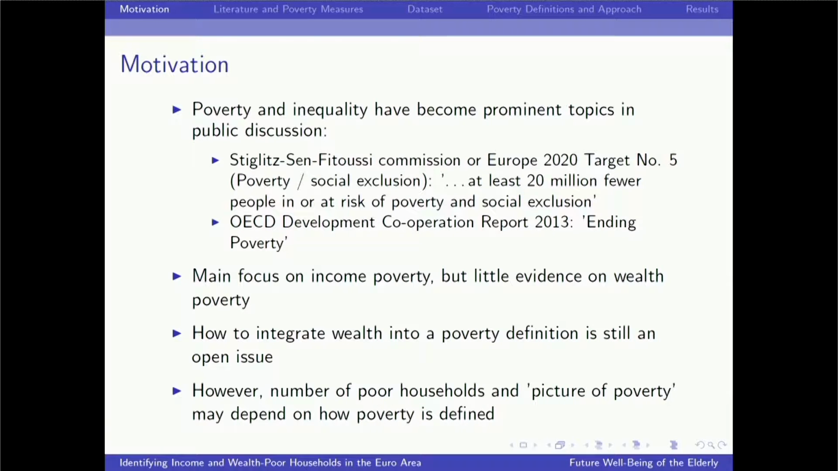The main focus of most research and in most public discussions is income poverty, not wealth poverty or assets. And there are some reasons why income is very prominent. One reason, of course, is that data describing the income of households is available for many countries, from many different sources, statistical agencies. On the other hand, data describing the wealth holdings or assets of households has been relatively scarce. And for the euro area now, at least, the HFCS has changed that.